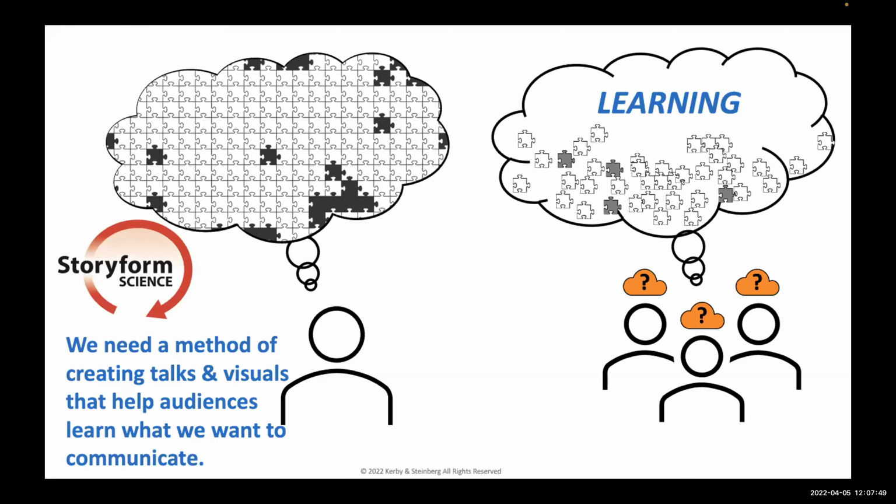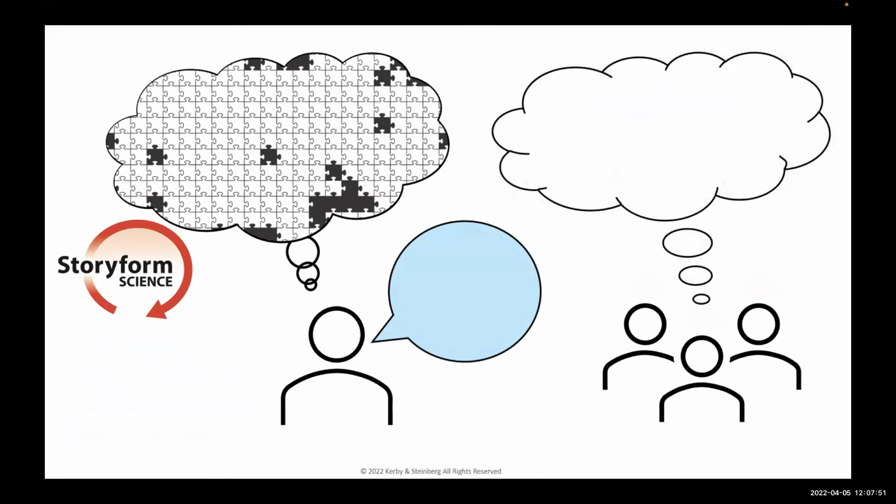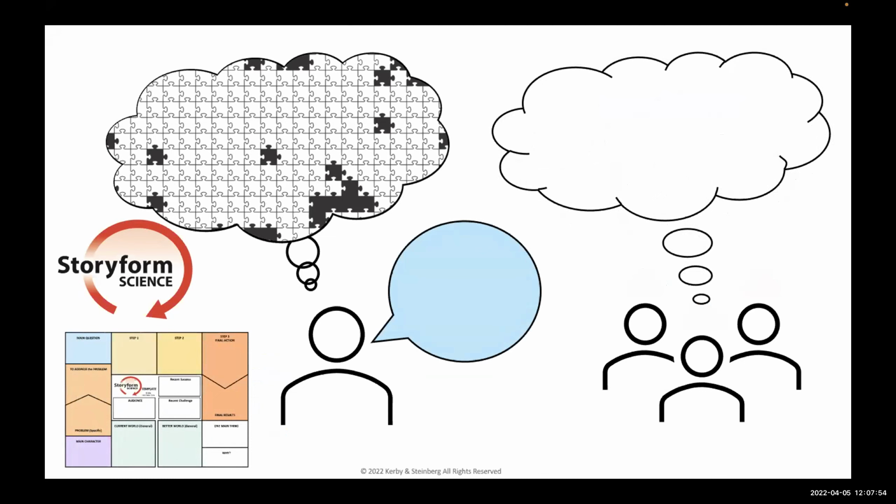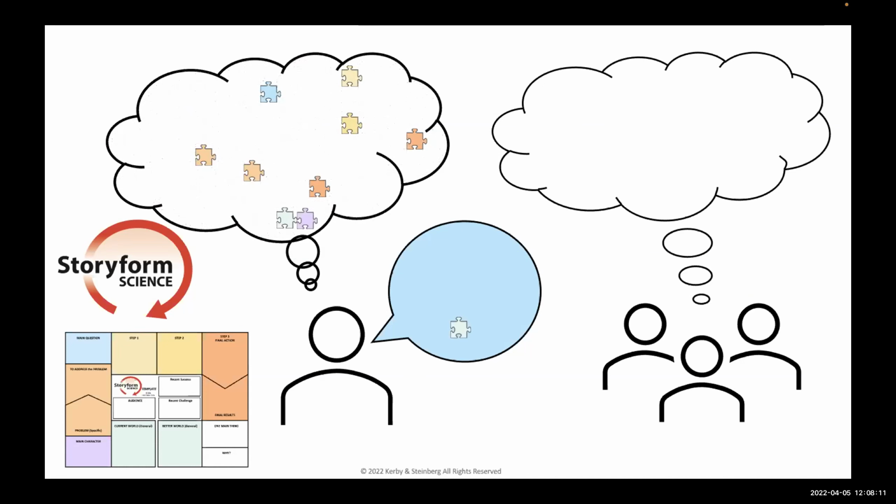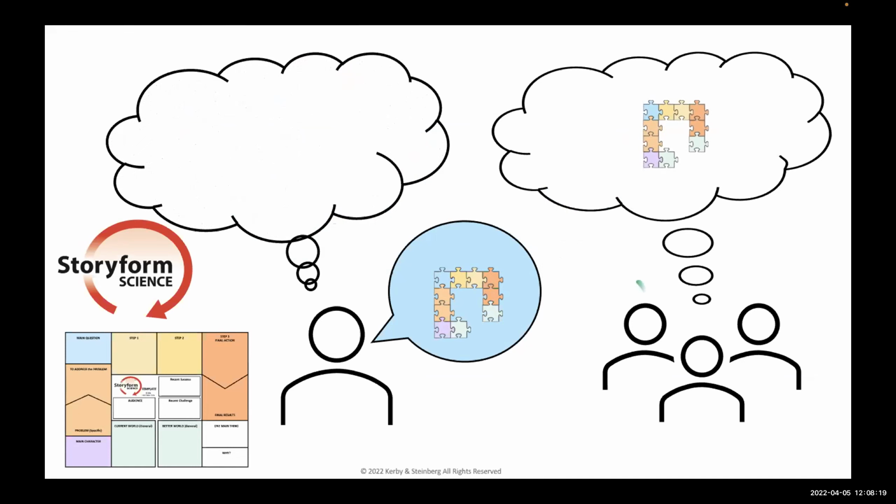It's called Storyform Science. And using the template that I introduced in the very beginning, it helps researchers focus on what they really want the audience to walk away with. And then it helps them to pick out pieces in their research that they will arrange in a certain pattern in their talk. And this pattern will help the audience understand as they go, and ultimately understand what it is that they're talking about.